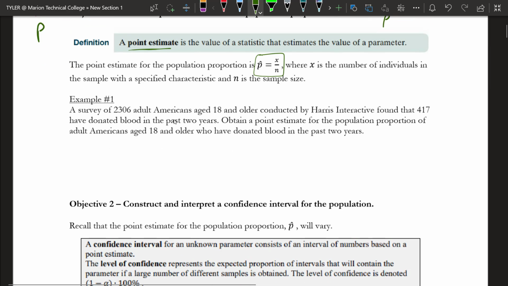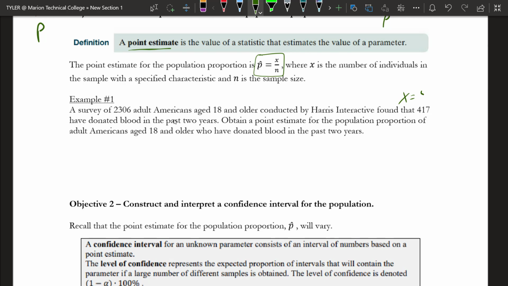Example 1 is to practice this. It says a survey of 2,306 adult Americans age 18 and older conducted by Harris Interactive found that 417 have donated blood in the past 2 years. Obtain a point estimate for the population proportion of adult Americans age 18 and older who have donated blood in the past 2 years. So the particular characteristic that I'm looking for is that you have donated blood in the past 2 years.